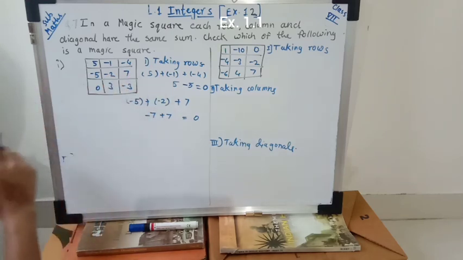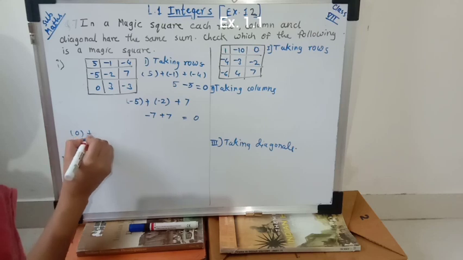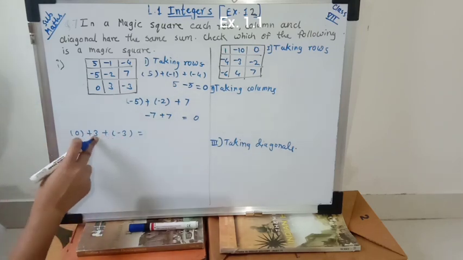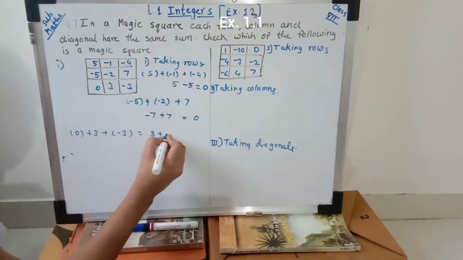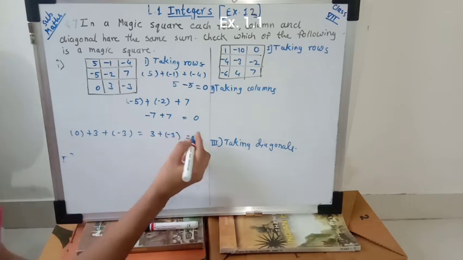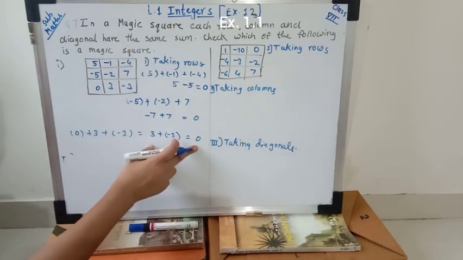Let's do the addition of the third row. The third row is 0 plus 3 plus minus 3. So 0 plus 3 is equal to 3, and plus minus 3. Here two different signs are there. Plus minus is equal to minus, so 3 minus 3 is equal to 0. The addition of all the rows is 0.